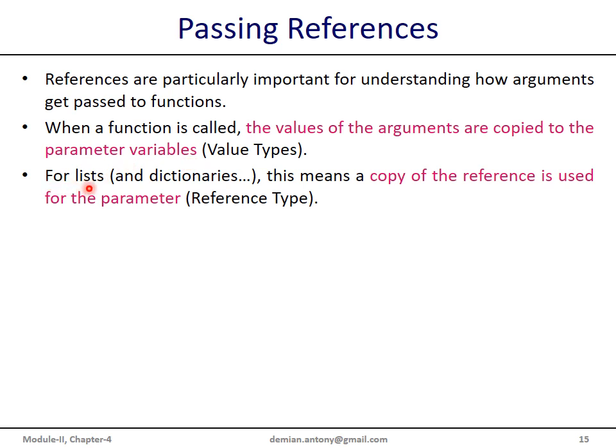If we take up a list as well as the other data structure called dictionaries, passing a list or a dictionary means that a copy of the reference is passed to the parameter. These data types, like lists and dictionaries, are called reference types, because whenever a list or a dictionary is passed to a function, a list reference or a dictionary reference is copied onto the parameter which is found in the function header.